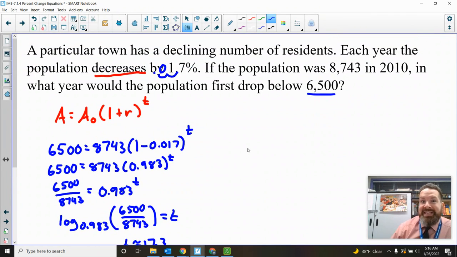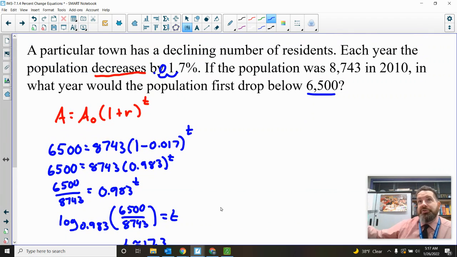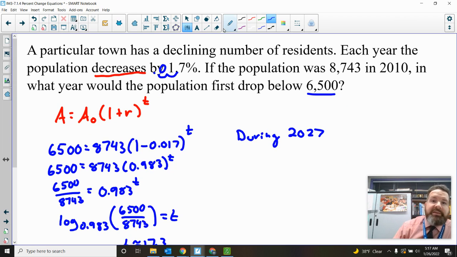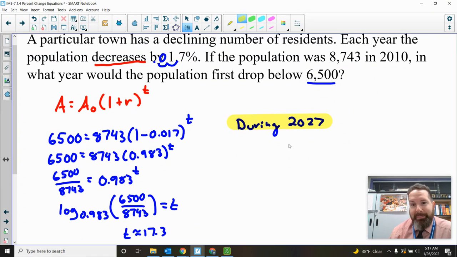Now be very careful. Is that the answer to the question? Was the question how long does it take? No. The question was in what year would it happen? So if we started in 2010, and if we wait another 17.3 years, well, that would be during some point during the year 2027. So when would the population drop below 6,500? At some point during the year 2027. So that's a good life tip for you when you've done all this work: make sure you actually answer the question that was asked. It wasn't how long does it take, it was during what year would it happen.